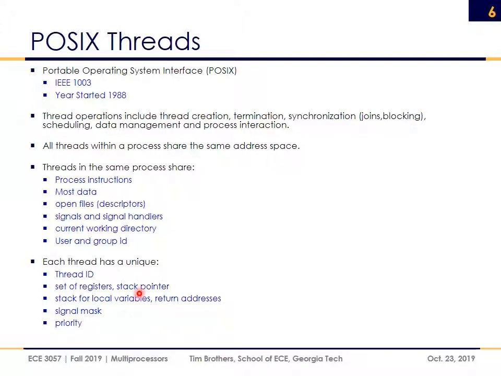There's a set of registers and a stack pointer that are each unique, because if you think back to the discussion we had a long time ago about the CPU architecture, it's running these instructions. The instruction set that it's running is tied to that PC. So as soon as it needs to jump to a different section, it needs to be able to reload its PC and reload its registers to a new state. So each thread has a unique set of registers and a unique stack pointer, so it can move independent of the other threads. There's a stack for local variables and return addresses. There's a signal mask, and then there's a priority. The thread priority will say who gets the processor cycle if there are multiple threads competing for that same processor.